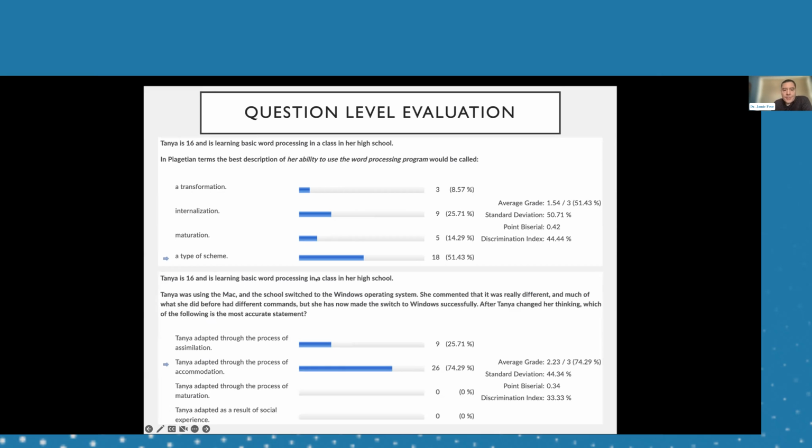Okay, this next question just kind of followed up question number 1, and I was happy to see here that students scored 74% correct, so that was good. They understood the difference between Piaget's accommodation versus assimilation. The discrimination index down here, 0.33, that's perfectly fine as well.